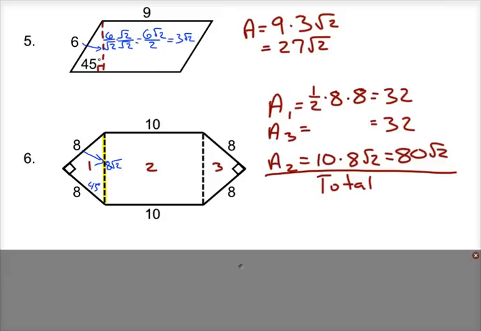Well, here's the first thing I notice. The 32 and the 32 I can add together, they're just plain numbers. The 80 square roots of 2 has a square root of 2 attached to it, so I can't add it to the other numbers. So when I put all of this together for my final answer, 32 plus 32 is 64, plus, and then I have the 80 square roots of 2. So final answer, 64 plus 80 square roots of 2.